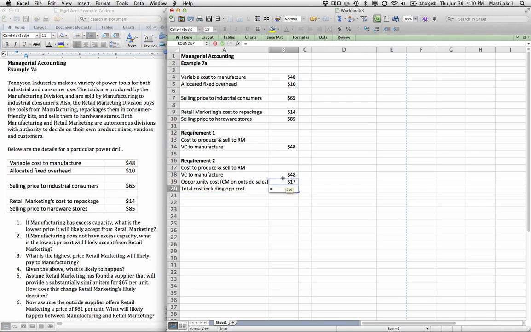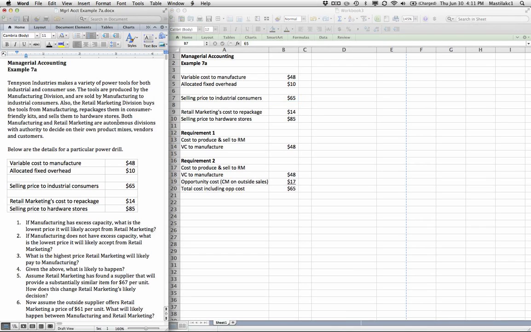So our total cost, including our opportunity cost, is $65, which looks an awful lot like our selling price, and that's for a reason. In other words, if I can sell them externally for 65 bucks, what am I going to sell them internally for? I'm only going to sell them internally for $65 as well. This assumes that I do have the autonomy to decide whom to sell to, but if I have that autonomy, if I can sell it to someone else for 65 bucks, I'm probably going to sell to you for 65 as well.